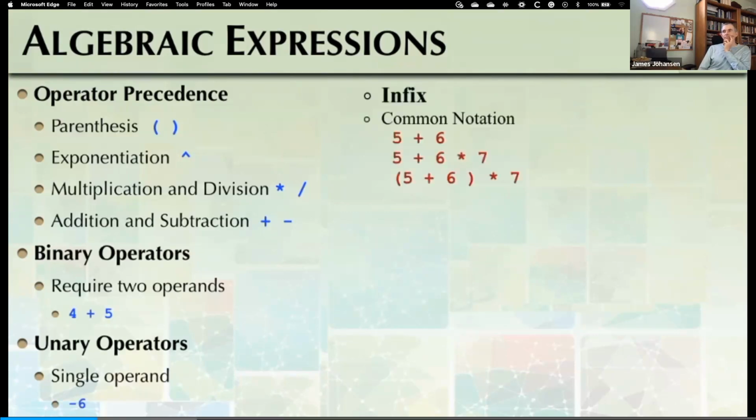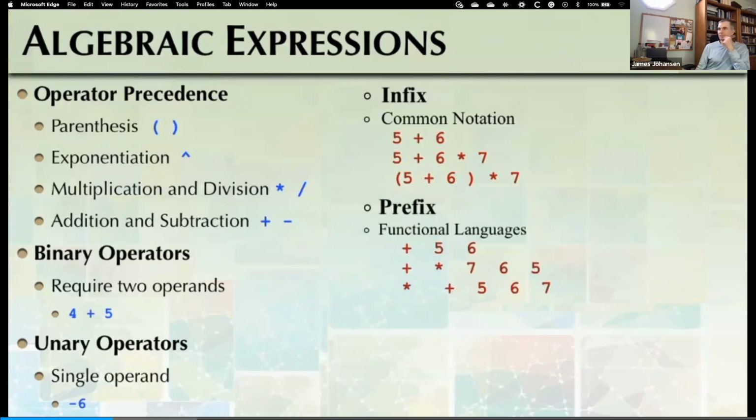Ordinarily, we place a binary operator between its operands, as in 5 plus 6. An expression in this familiar notation is called an infix expression. Other notations are possible, though. For example, you could write a binary operator before its two operands.